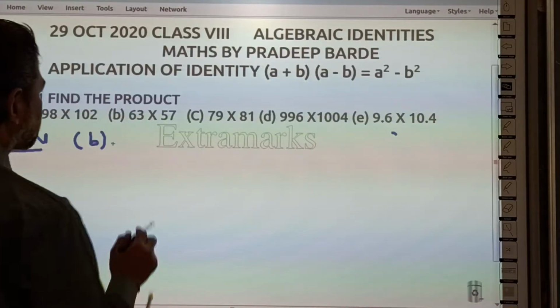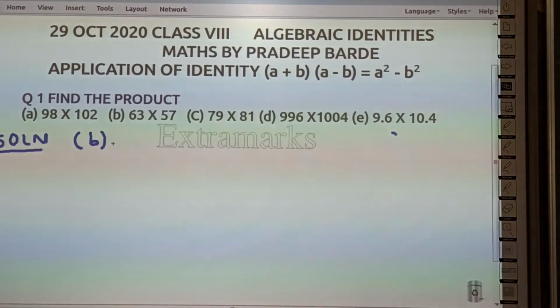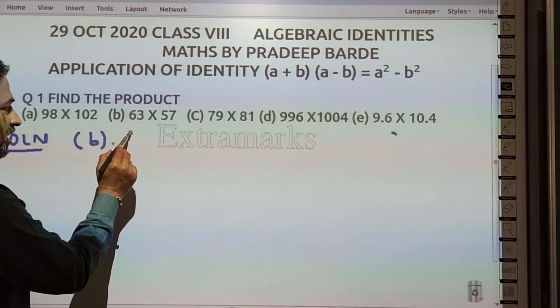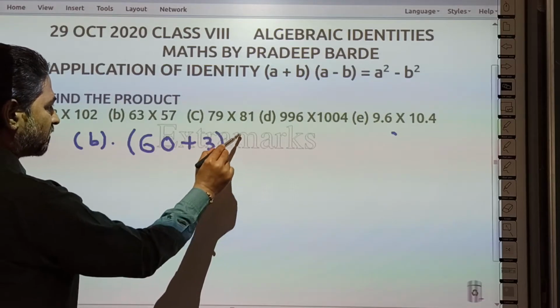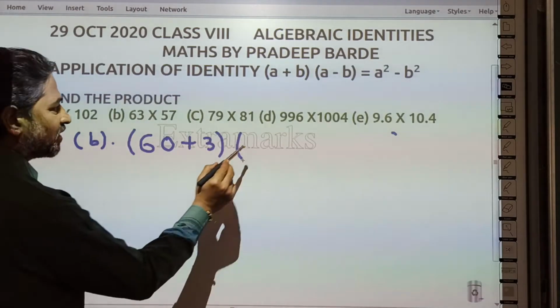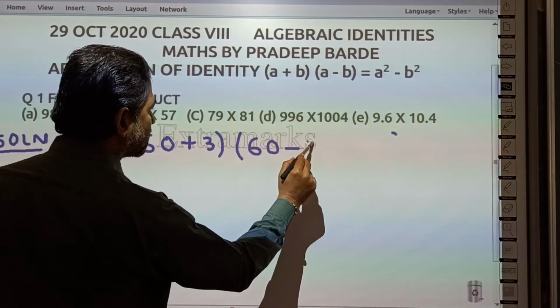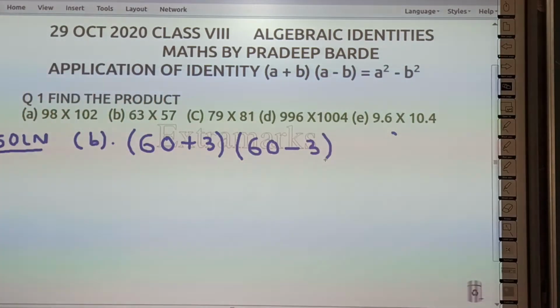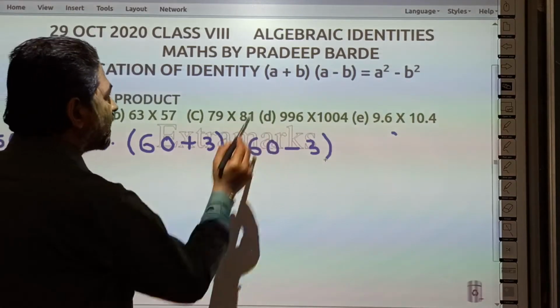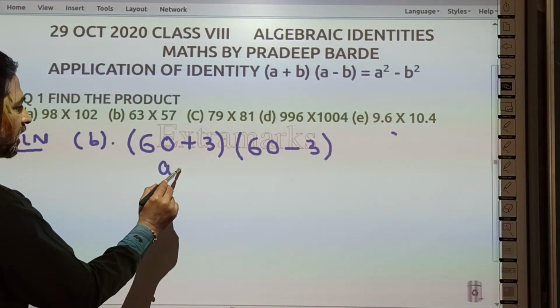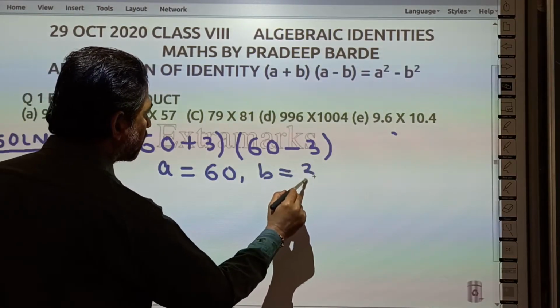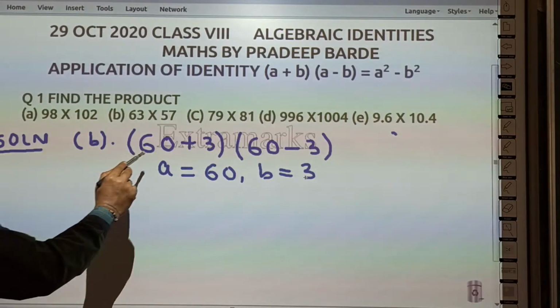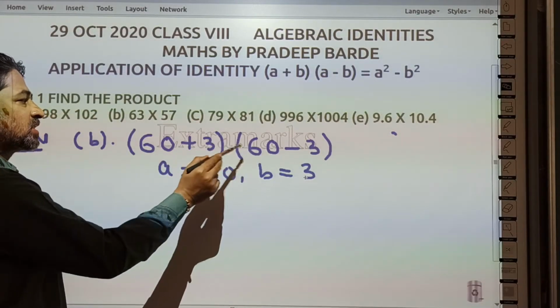Okay, students, let's solve the second part, 63 into 57. Now 63 can be written as 60 plus 3 and 57 can be written as 60 minus 3. So when we compare this with the identity, we will get a is equal to 60, b is equal to 3. See, the numbers are same, 60, 60, 3, 3.